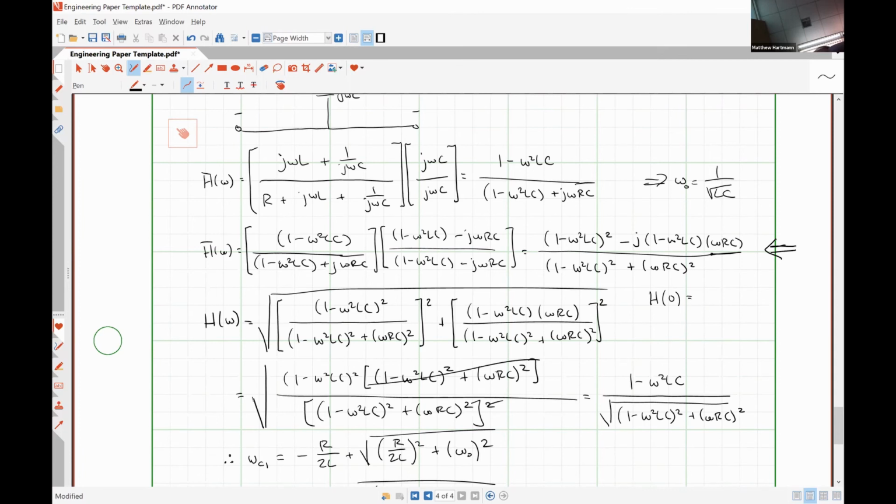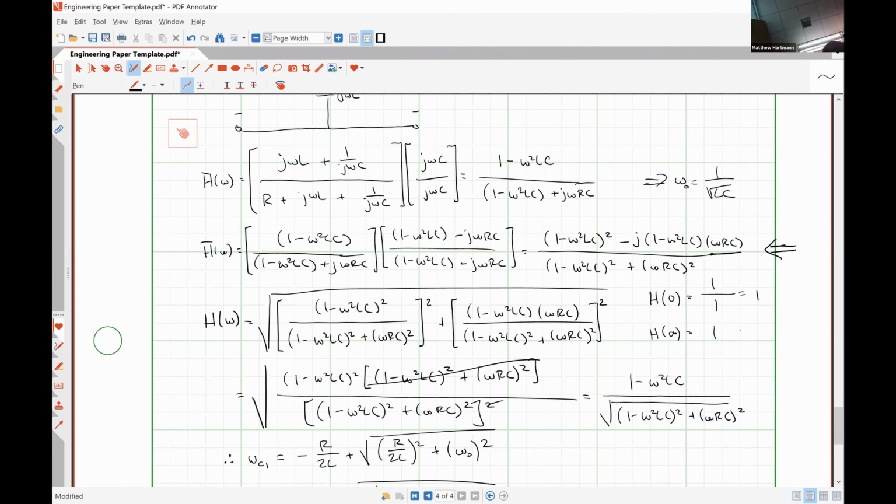So in our numerator, when omega is equal to 0, we're going to have 1 minus J0. So that's 1 over something. And then in our denominator, we're going to have 1 minus 0 plus 0. So that's 1 over 1 is 1. At infinity, infinity squared over infinity squared is equal to 1.